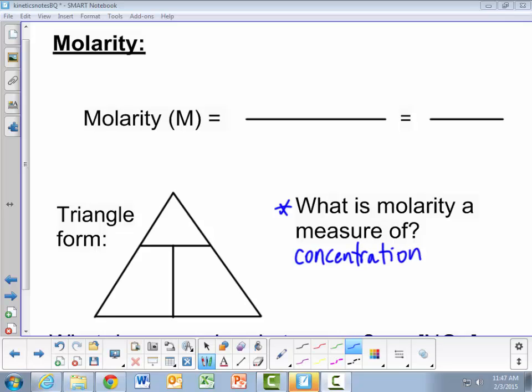Concentration is basically how much of one thing is in another thing. And more commonly, especially in Chem 11 and 12, is when you're dissolving something in water, how much of it is in the water. So that's what molarity is a measure of. Molarity can be defined mathematically as moles of solute divided by liters of solution.